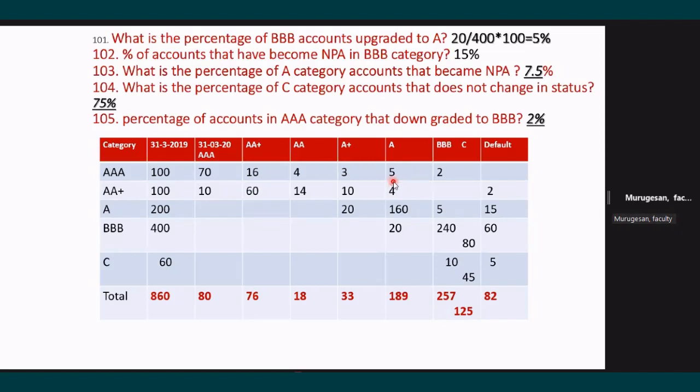Sometimes they simply use the word downgraded. Then you can assume the next lower grade, but it can be another lower grade also. So below A there are 2 grades: triple B is there, C is there, default is also there. Normally they will use the words downgraded to the next lower category, or downgraded to so and so category. They will name it. Read the question carefully, decide accordingly, and you will get the marks.